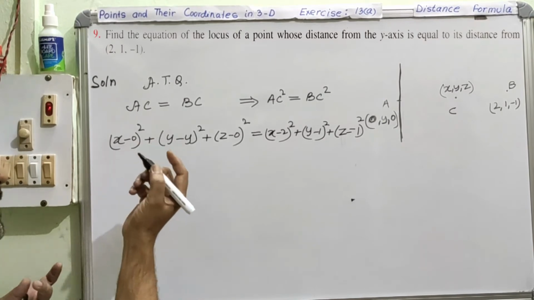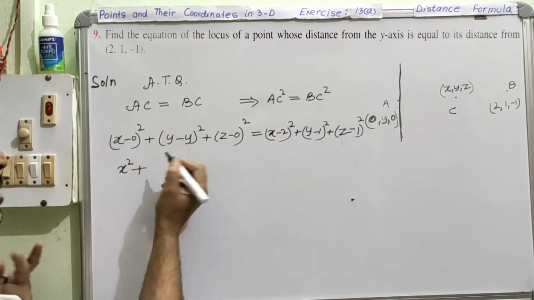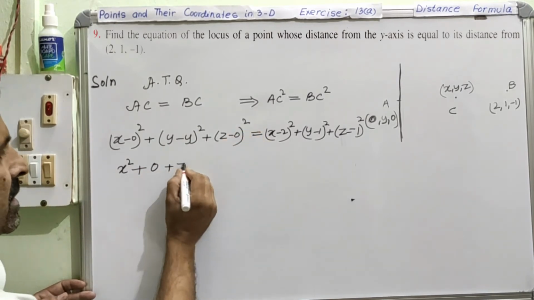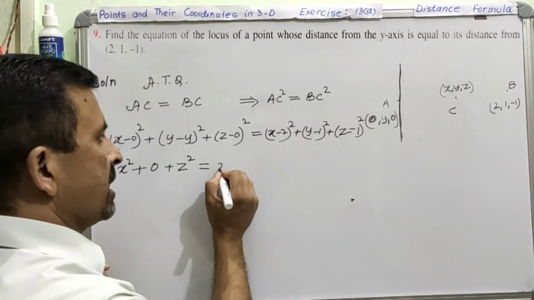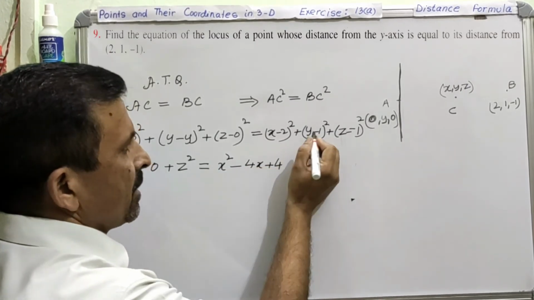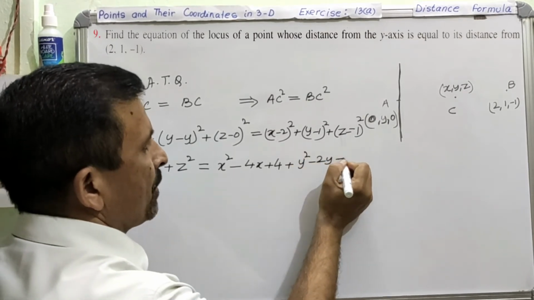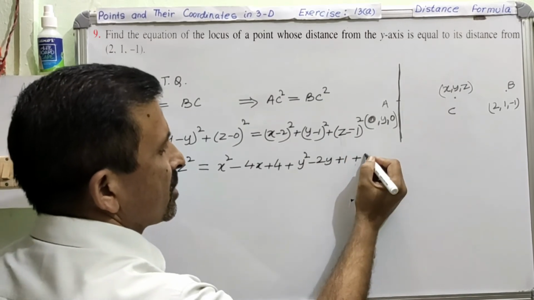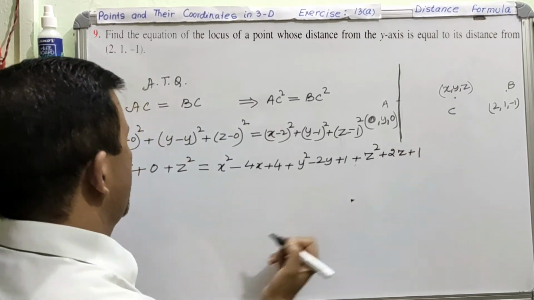Now this x minus 0 is x, and x square is just x square. This will become 0 square, so no need of writing. This is z minus 0 is z, and z square means z square, is equal to, now a minus b whole square, so this is x square minus 4x plus 4. This will become y square minus 2y plus 1. And this will become a plus b whole square, because this minus minus will become plus. So this is z square plus 2z and plus 1.